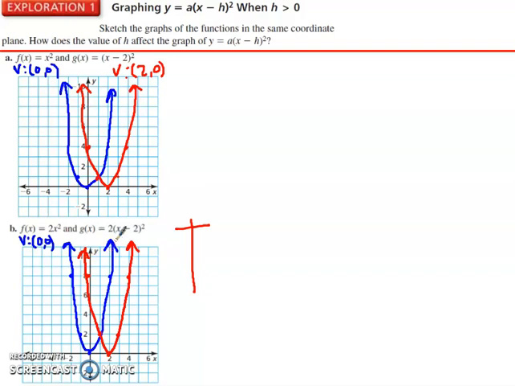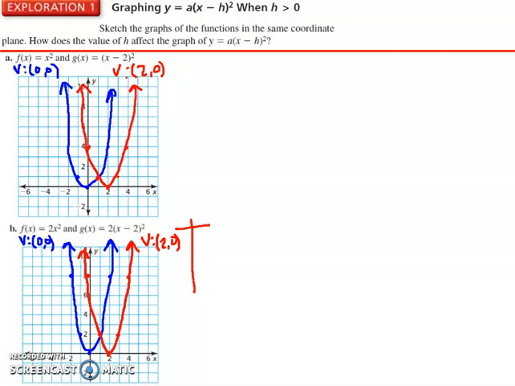So looking at both of these, what I see is simply a difference in vertex. I do not see a difference in the shape other than I drew them a little bit poorly. But the only difference I see is that one of them got shifted over slightly to the right. So my blue graph, what we call the parent function, doesn't have any special pieces to it. It's just a normal parabola.